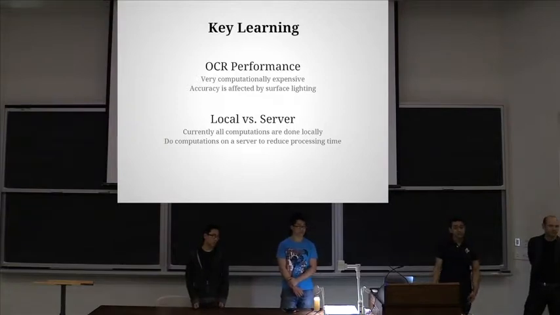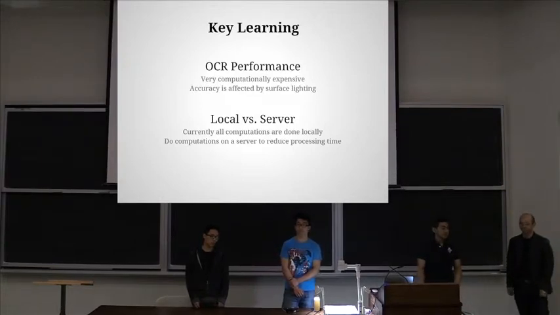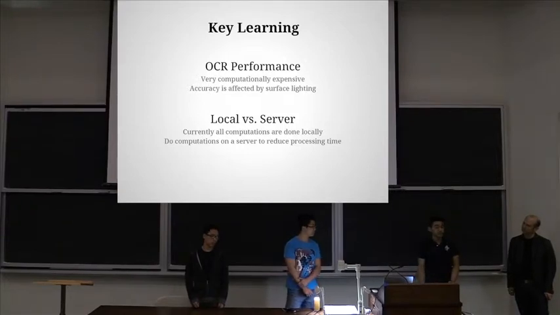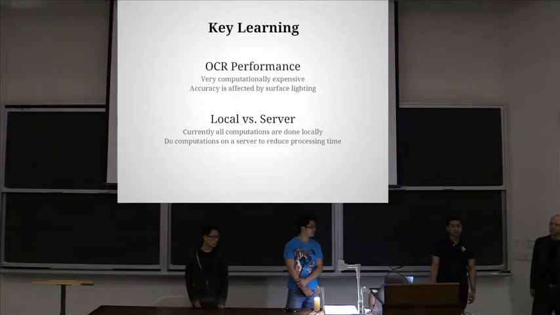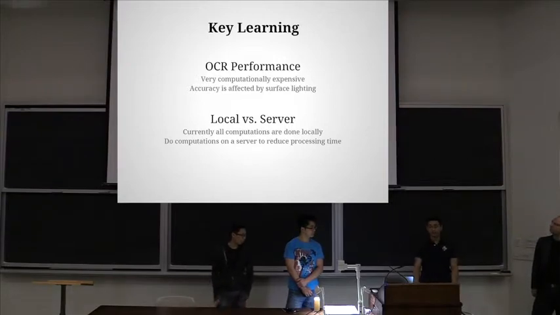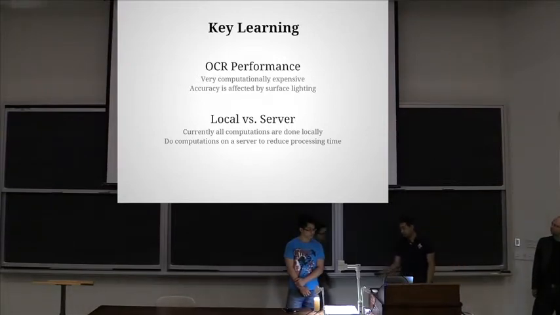So if we were to redo this app, we might consider doing the computations externally, say on a server, because the OCR engine we're using, Tesseract, was originally designed for desktops, not for mobile devices. And we believe this will considerably reduce our computation time. And now I'll pass it on to Guang, who will talk about our future work.